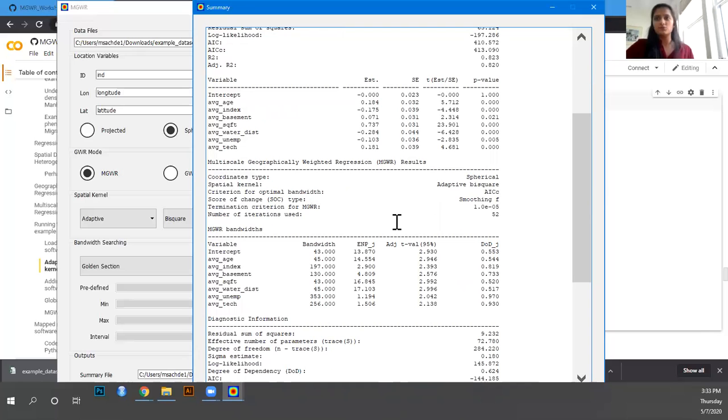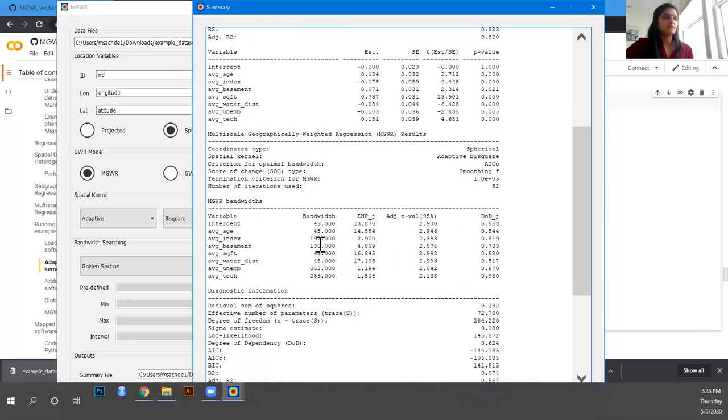So then we can come to the MGWR results. Here there are the bandwidths, and the interpretation of bandwidths is relative. So when I say that as compared to the age of a housing unit in a census tract, the unemployment rate is more global, of course, because this is 353, this is 45, 43. And this index, I'll come to that variable later. Presence of basement is a regional variable, you can say, because it's 130. Now, there's no rule of thumb of what is regional versus what is local.